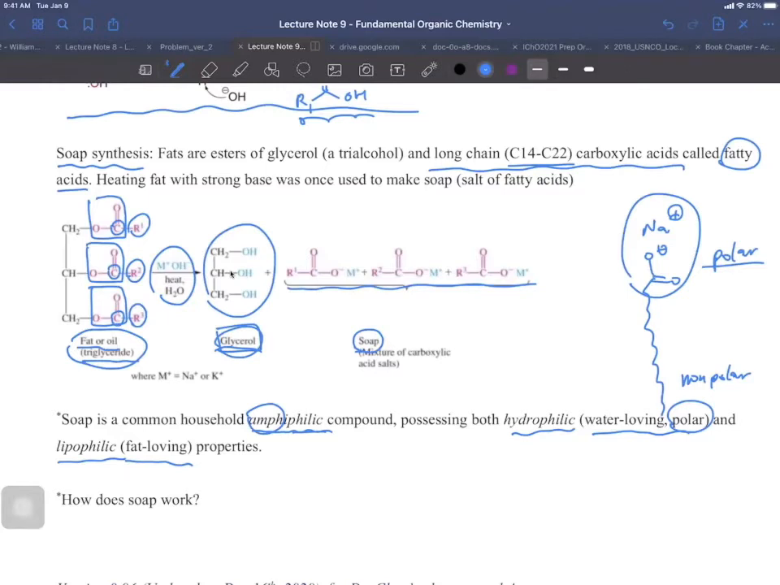So amphiphile can help the dirt, especially those water-insoluble dirt, to dissolve in water. So this is basically the mechanism of the soap. You can do some further homework by yourself to check how the soap works. I will recommend you to try to connect the mechanism of the soap with the bilayer structure of the cell membrane, because the cell membrane is also made by two layers of amphiphiles.